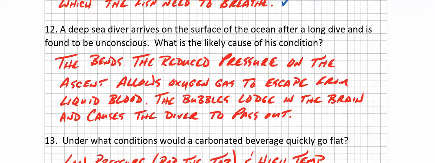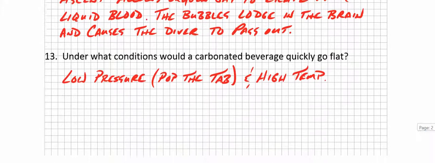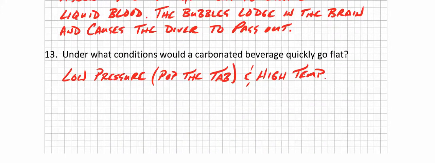So actually in his arteries and veins, gas bubbles, O2 bubbles, are escaping. The bubbles lodge in the brain and cause the diver to pass out. It's a very dangerous situation. So divers have to be very, very careful to ascend slowly and carefully. Otherwise, this condition could occur and the diver could eventually die. Let's look at number 13.